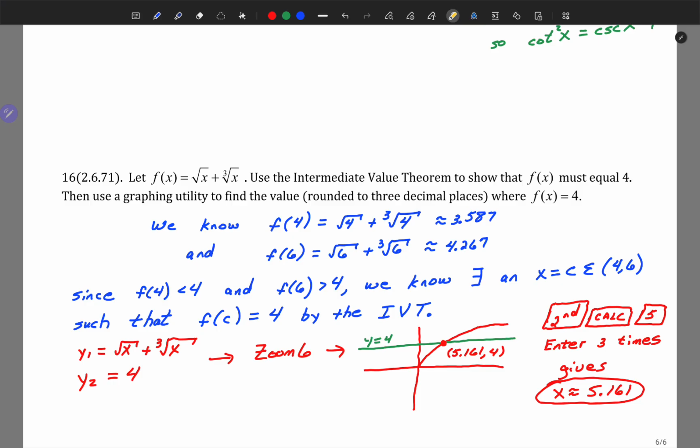Now, this second part here, where I said let's use a graphing utility rounded to three decimal places to show where this f of x is equal to 4. So I entered y1. I had the function square root of x plus the cube root of x. y2 is equal to 4. I just graphed this out on Zoom 6, the standard zoom screen, and my graph looked something like this. My square root function plus the cube root function came up like that. y equals 4 came in through here. And in order to find the intersection, you just go second calc 5, hit enter 3 times, you get to that value.